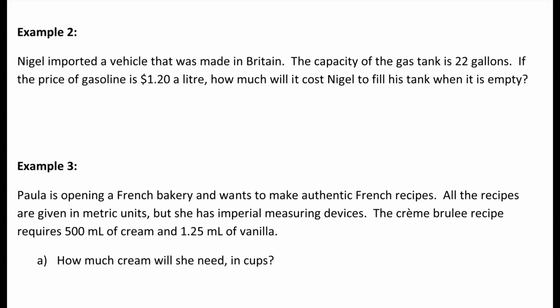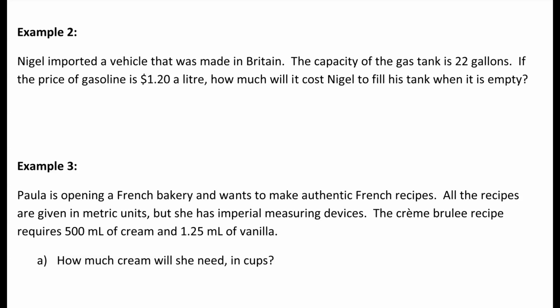Now we're going to move on to our first word problem. So we have Nigel imported a vehicle that was made in Britain. The capacity of the gas tank is 22 gallons. Now, think about it: it's made in Britain, so we're going to have to factor that in when we're doing our conversions.